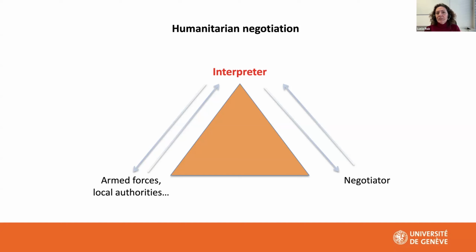And I think this context is extremely complex, because it is humanitarian negotiation, which means that the interpreter has to facilitate the communication when the negotiator, I mean the humanitarian organization, wants to access the local populations to provide them with aid, etc. And they have to, of course, negotiate with the local authorities, etc.